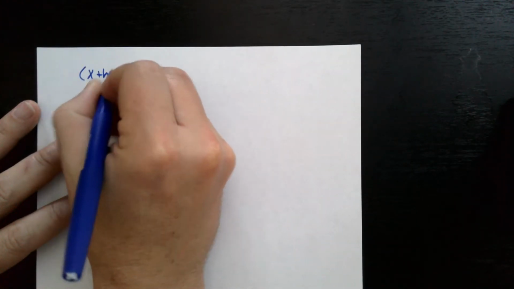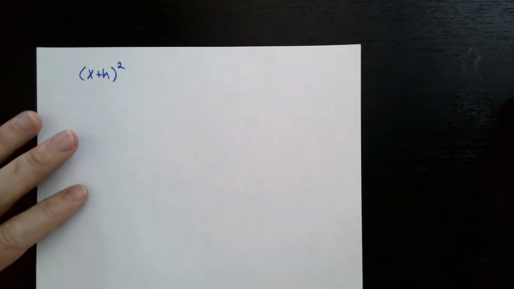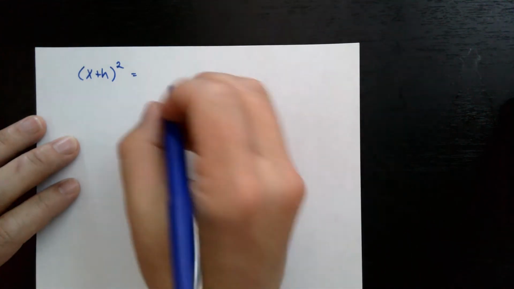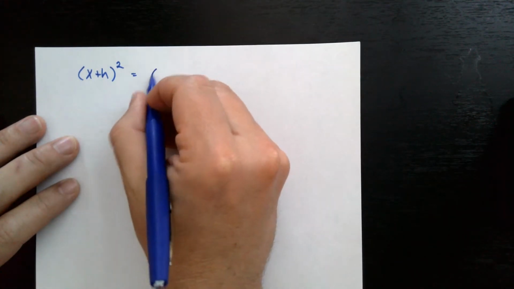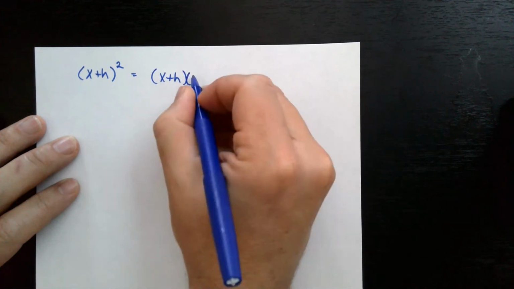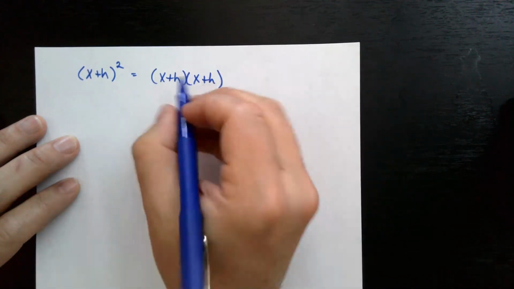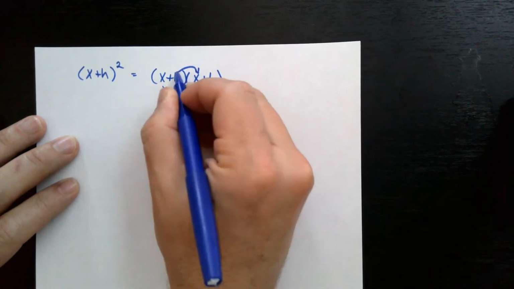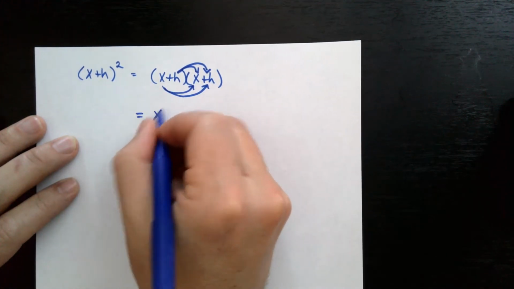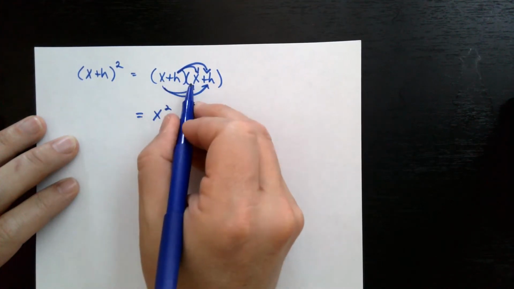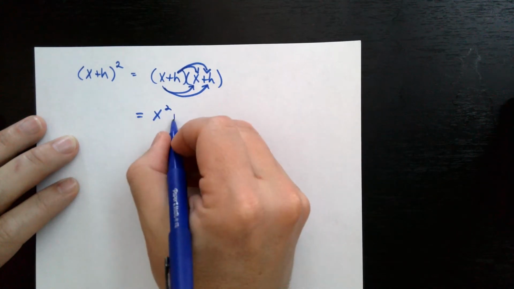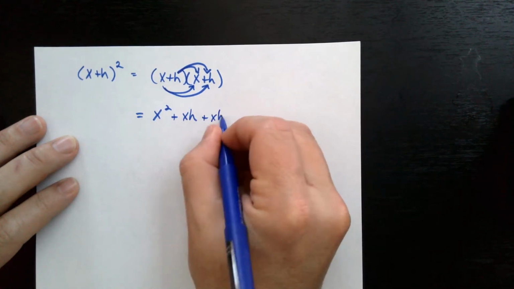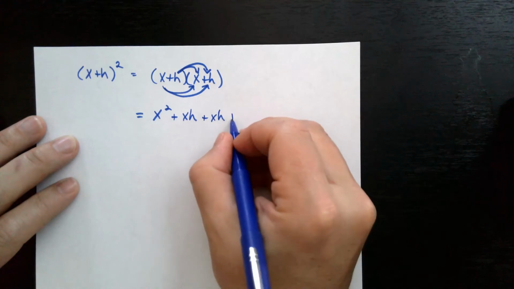First, I'm going to talk about what is x plus h squared. And we can come back and reference this later to save ourselves a little time. So if you have x plus h squared, that's the same thing as x plus h times x plus h. Okay, and if you distribute this out term by term, you'll get x squared for the first one, and then the middle term, x times h, is xh, and then h times x we'll write also as xh, and then h times h is h squared.